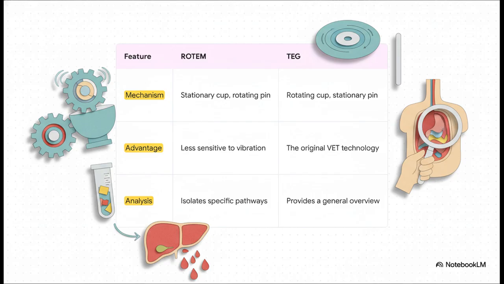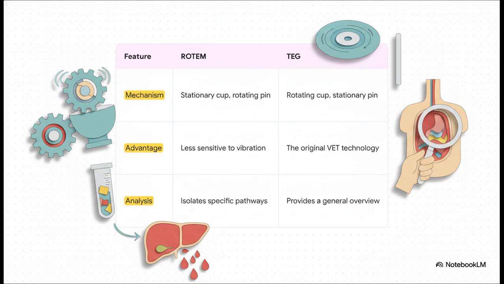The original TEG works by spinning the cup around a pin that stays still. ROTEM flips that idea on its head. The cup is stationary and a pin rotates inside it. Now that might sound like a tiny detail, but it actually makes ROTEM much more resistant to all the bumps and vibrations of a busy operating room.